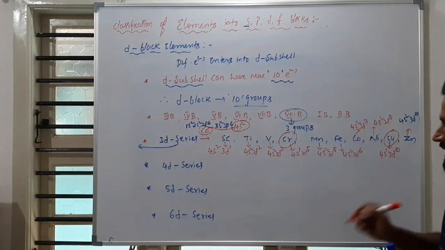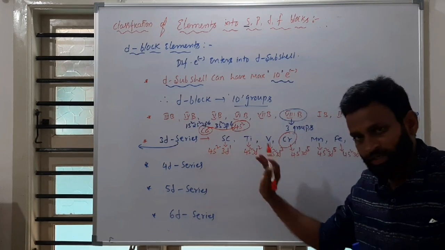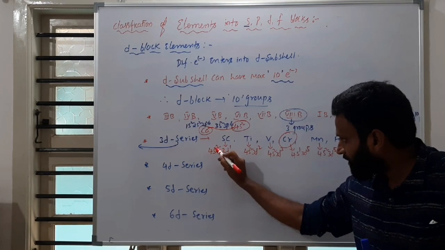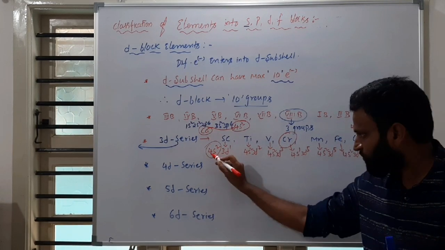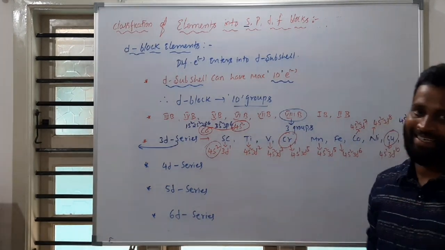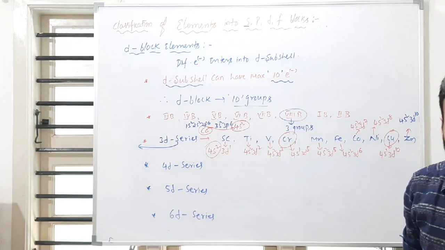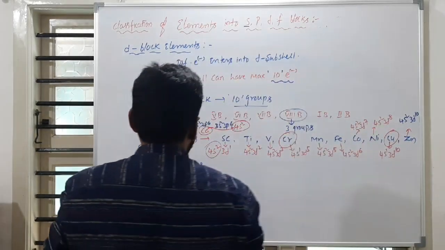Okay. So in general, what can you write? The outermost is 4s, no doubt. But energetically 4s after 3d is more energetic. So first, after filling of 4s, you are filling 3d here. Following everyone? So listen carefully and repeat the class carefully. This is very important.